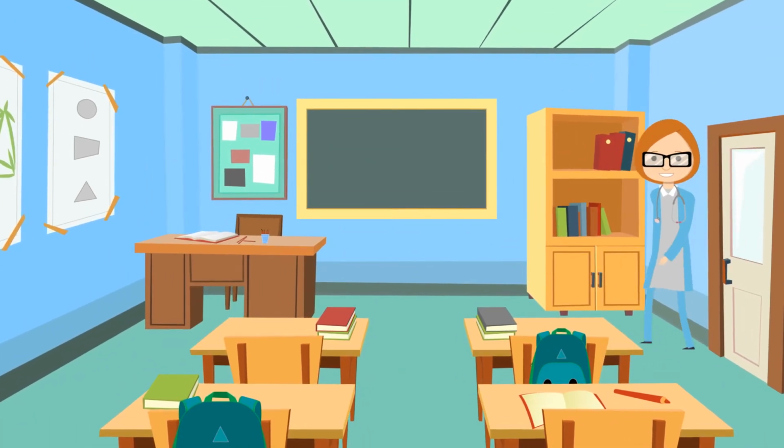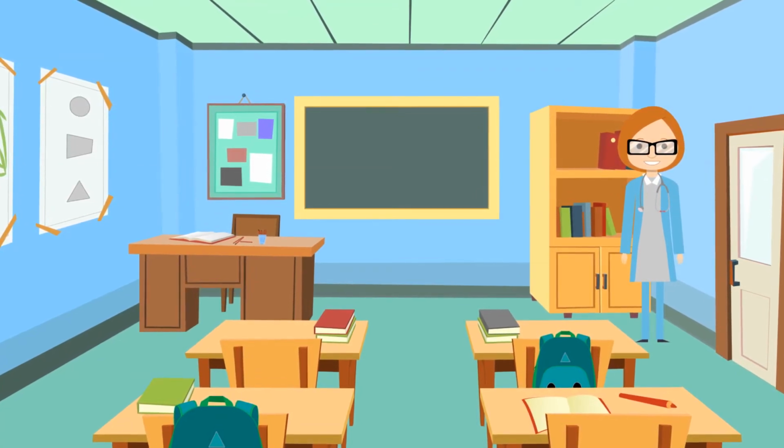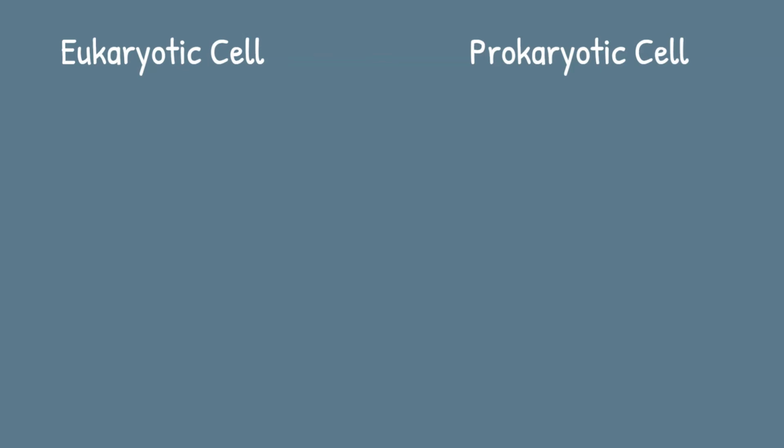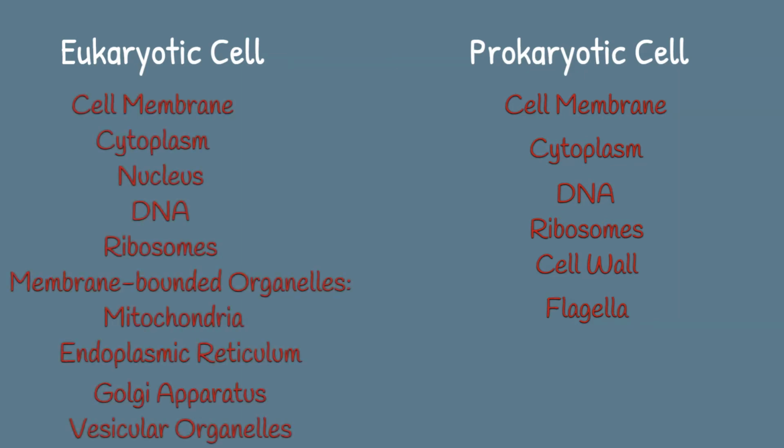Now that we've looked at each cell separately, I think it's time to compare and contrast the similarities and differences of the two cells. Here are the listed features for both the prokaryotic and eukaryotic cells. Let's take a look and figure out where the similarities are. As you can see, the ones in the green are the similarities. The cell membrane, cytoplasm, DNA, and ribosomes are all things that they have in common.